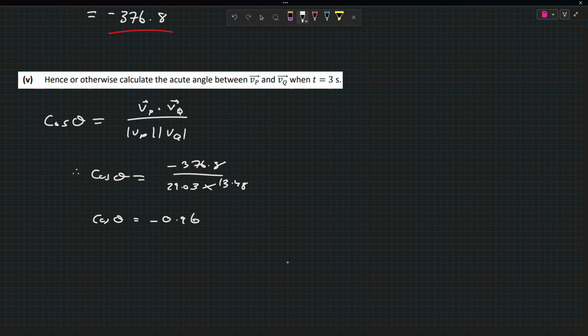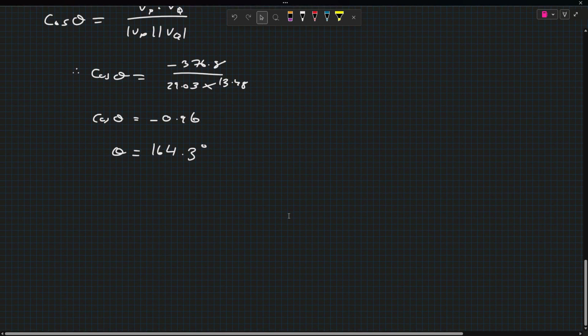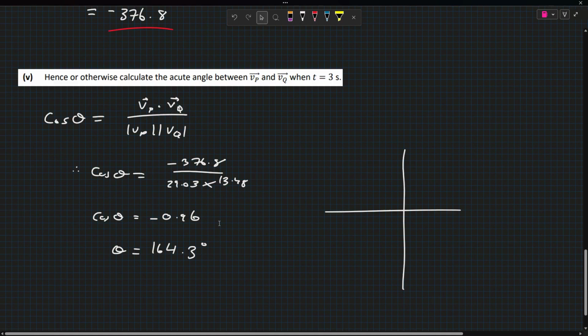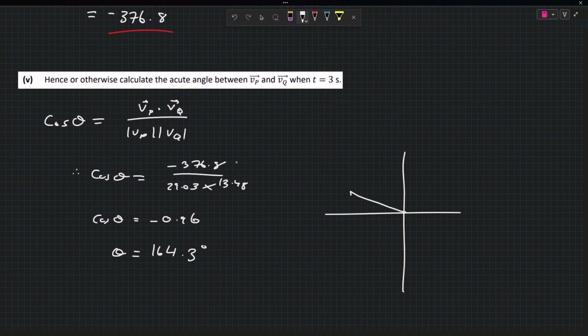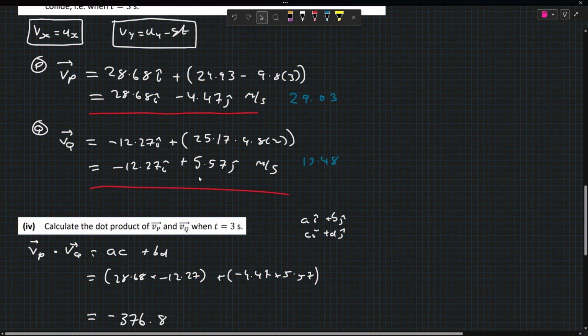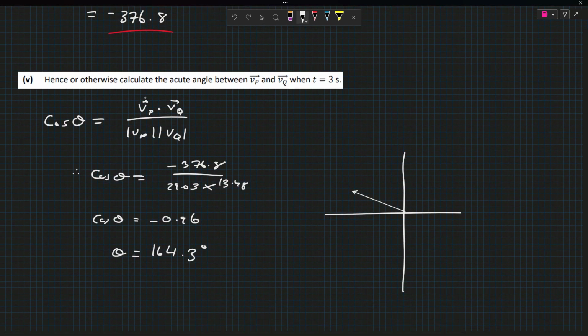Now when cos is negative, you get an obtuse angle, but it's telling us to calculate the acute angle. So theta, if we do cos inverse, gives us 164.3 degrees. Now if we sketch these vectors, it's obviously not going to be to scale, but minus 12 plus 5 is going to be a long one over here. And then this one is a big i, and it's going to be inverted j. So it's going to be like there-ish.